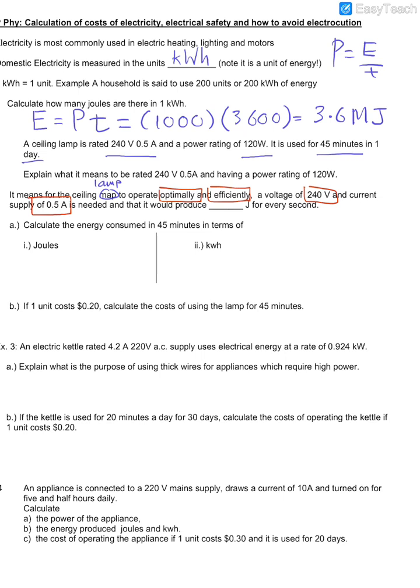Remember, watts, power. Definition of power is what? Power is energy per unit time. So it will produce how many joules every second? 120 joules for every second. So it will produce 120 joules of energy every second. So when you are explaining this, you use the definition of power. Then you say that for this to be optimally used, you have to supply 240 volts and 0.5 amperes.